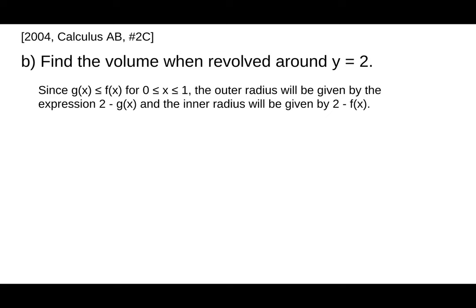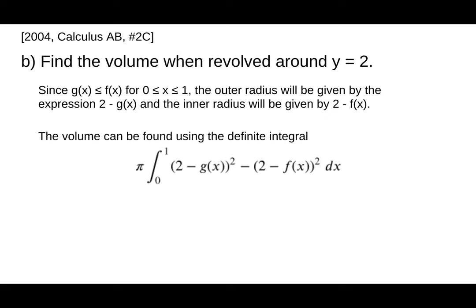All right, so since g of x is less than or equal to f of x on this entire interval, and the line y equals 2 is above both of these functions, g of x would be the furthest one from the line y equals 2, so that will be our outer radius, our big radius. And our inner radius would be 2 minus f of x. So the volume of that solid can be found by taking pi times the integral from 0 to 1 of (2 minus g of x) squared minus (2 minus f of x) squared dx.